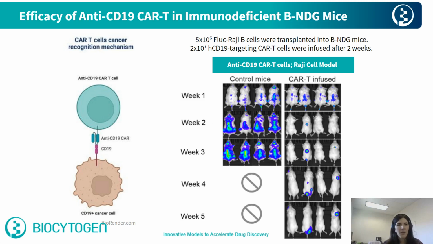In this next example, injection of CAR T cells targeting human CD19, which is expressed on the same Raji lymphoma cells, were injected into BNDG mice 2 weeks after the lymphoma cells were transplanted. And on the right-hand side, you can see images of the control and the CAR T infused mice over time, which demonstrates a substantial reduction in tumor growth resulting from the CAR T cell infusion, while the untreated mice, which is shown on the left-hand side, were unable to survive past 3 weeks.